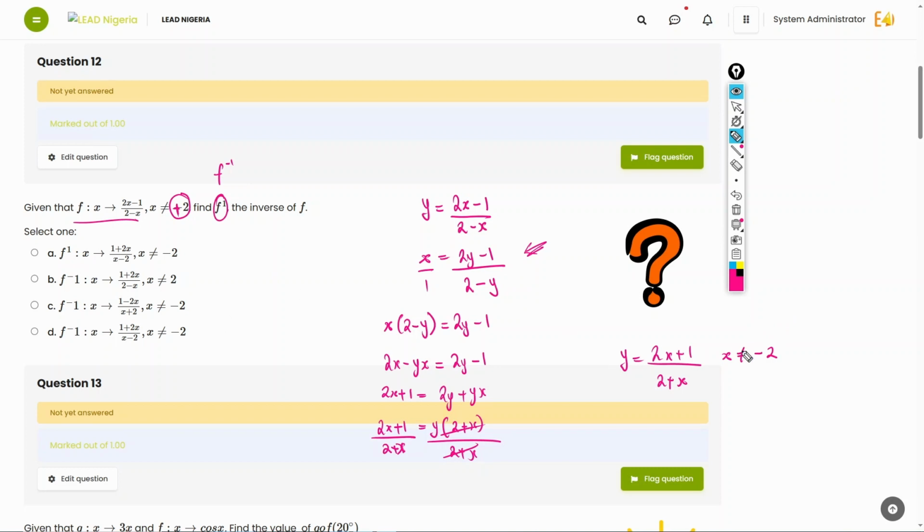So the closest option here would have been D, but it should have been x plus 2, not x minus 2. All right. So that's question 12.